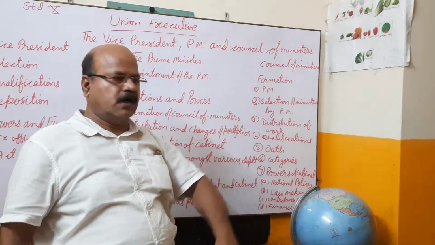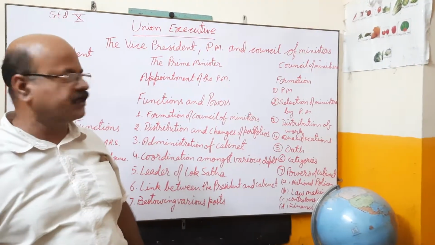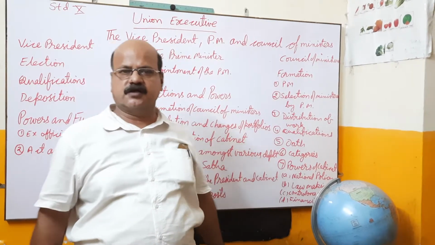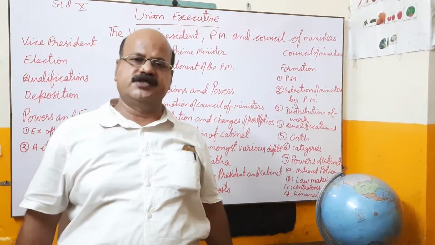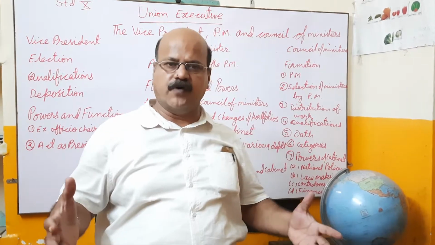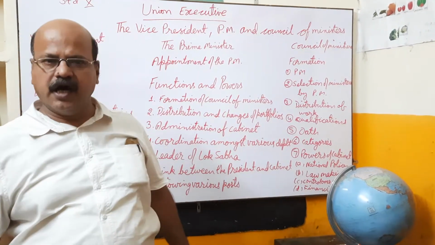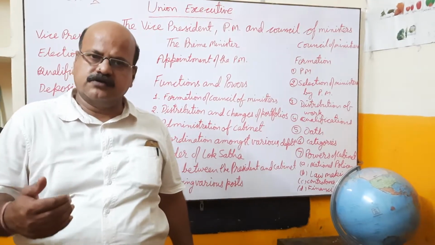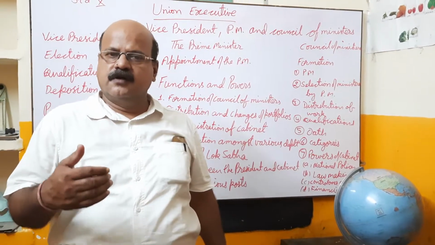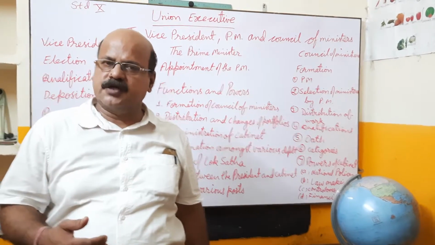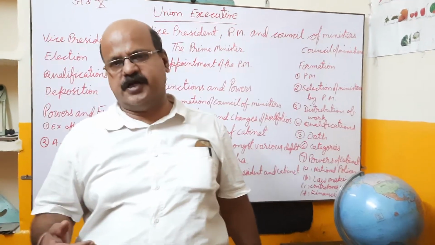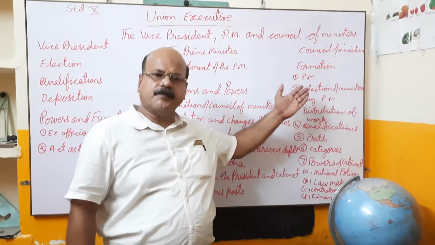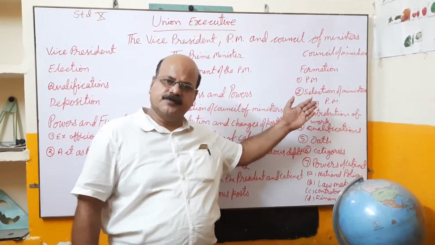Now, today's third topic is the Council of Ministers. The Council of Ministers enjoys all the power in the country. The head of the Council of Ministers is the Prime Minister, and according to the Constitution of our country, the Council of Ministers is there to help the President in the fulfillment of the job. But all the powers are enjoyed by the Council of Ministers and the Prime Minister.